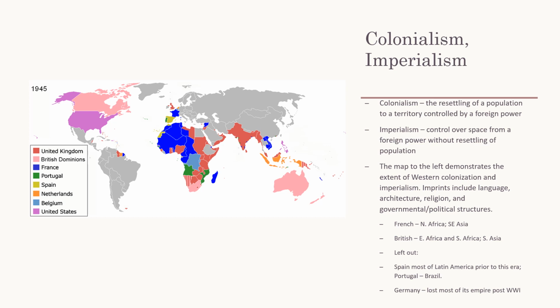We don't really see a lot of territory for Germany or German colonization here because they lost most of their empire post World War I. Same with Japan, right? They were starting to build their empire in East Asia prior to World War II. They lose World War II, and so the influence wanes in East Asia as well.